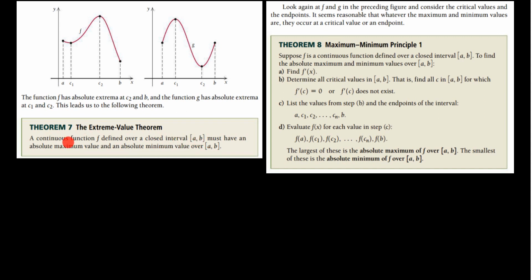So let's start over. A continuous function f defined over a closed interval [a, b] must have an absolute maximum value and an absolute minimum value over that interval [a, b]. Which makes sense. If you close an interval somewhere, and it's continuous, obviously it has to be continuous, then somewhere on that graph you're going to have an absolute maximum and an absolute minimum. Which makes, again, complete sense.